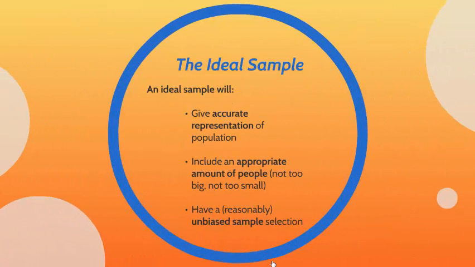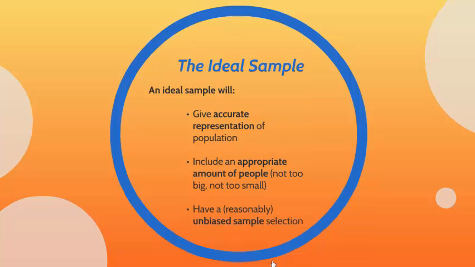An ideal sample is impossible to achieve, but you can create a well-rounded sample, which will give an accurate representation of the population, and also include an appropriate amount of people. You don't want a sample size that's too big, nor do you want a sample size that's too small, because that can be really inconclusive. And you should have a reasonably unbiased sample selection.